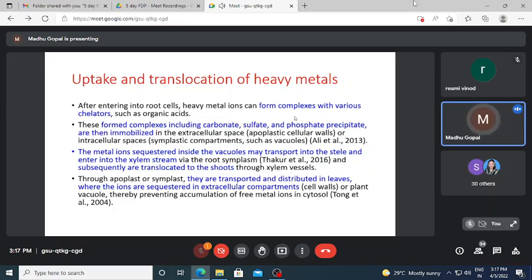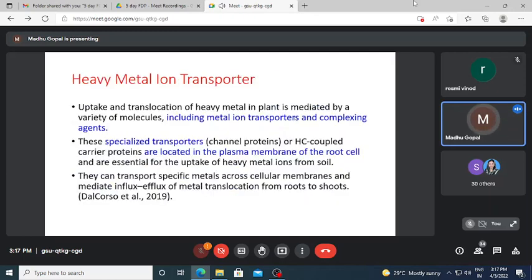Then the metal ions are sequestered inside the vacuoles. Vacuoles are intracellular spaces. So the metal ions sequestered and stored inside the vacuole may be transported into the stele and enter the xylem stream via the root symplasm, and subsequently translocated to the shoots through the xylem vessels. So they travel through the xylem vessels to the shoots, and they are transported and distributed in leaves, where the ions are sequestered in extracellular compartments or plant vacuoles.